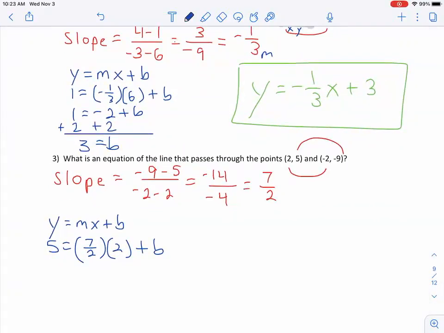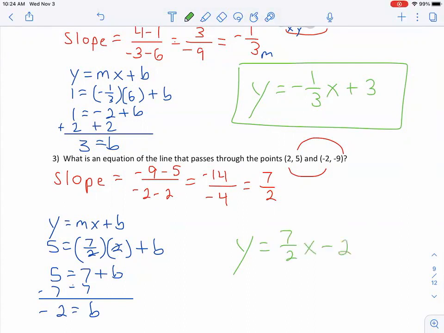So when I do that, I get 5 equals, and here I could just cancel my 2. So I have 7 plus b. So then I subtract 7 from both sides, and b comes out to be -2. So check your b value. I saw some 12s out there, which again means you just messed up the positive negative. So that's of course going to change your answer. But our b comes out to be -2. So my equation then would be y equals my slope, which is 7/2 x, then -2.